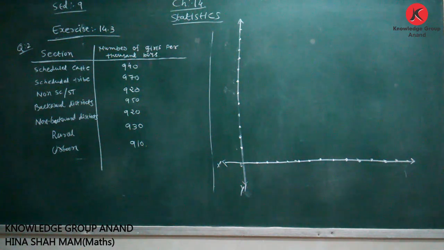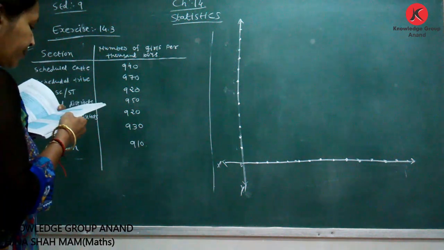Scheduled caste, therefore SC, 940 girls per thousand boys, then 970, 920, 950, 920, 930, 910. Represent the information above by a graph. And the second question: in the classroom, discuss what conclusion can be arrived at from the graph.